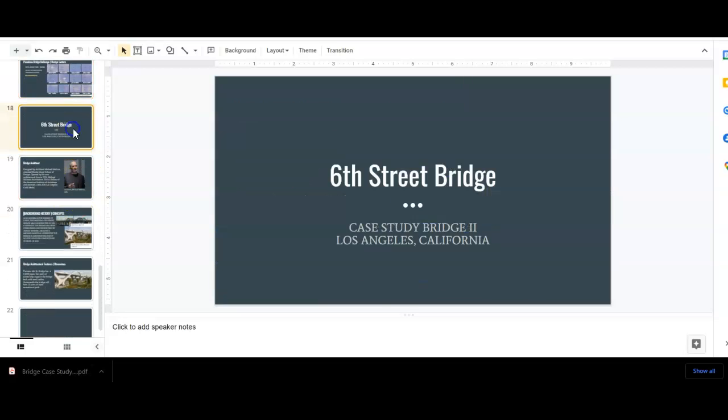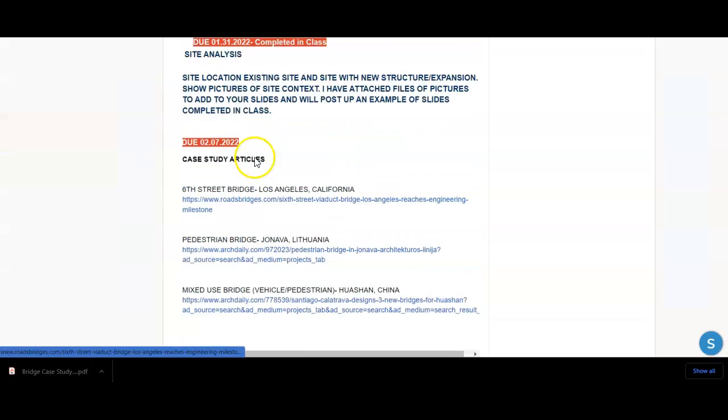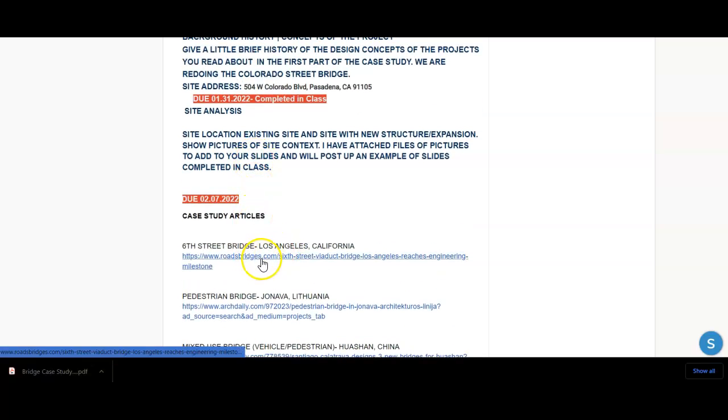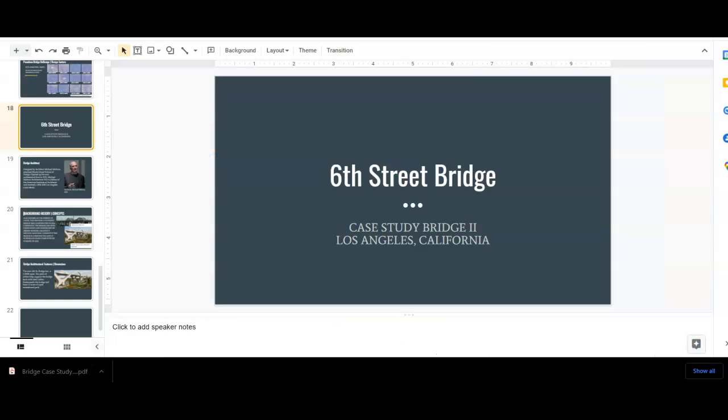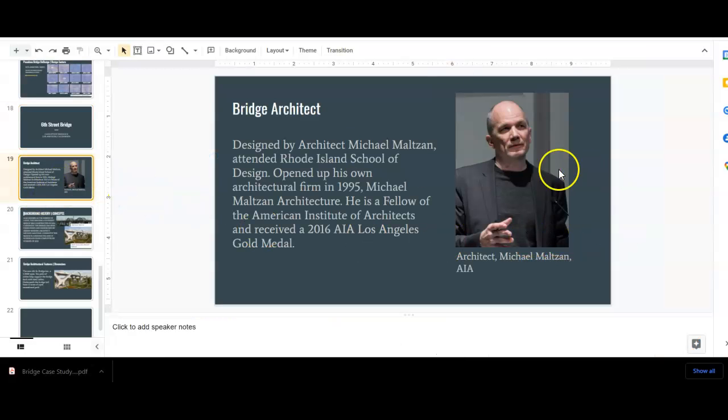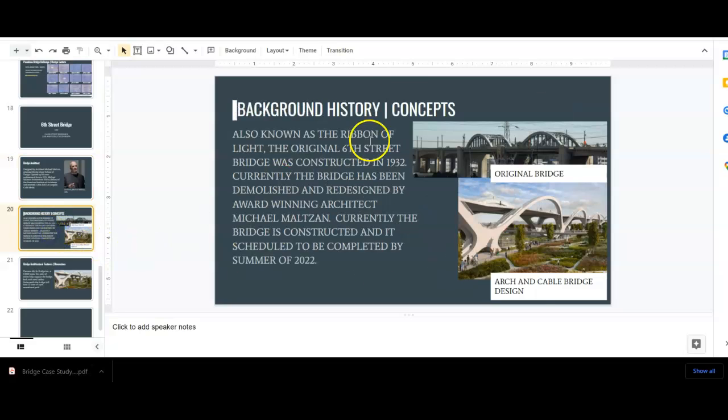We'll get into more of these later on. Oh, we did add the 6th Street Bridge, so if you want to go to week 4, we did look up the 6th Street Bridge. So this article, and then we just went on to Google, and we found out that this gentleman right here, you can pause the video and take a look at what this slide should entail. He was the architect for the 6th Street Bridge here in downtown LA. Now it's still being built, so we got a little background history of it. Again, pause the video. This is the original bridge.